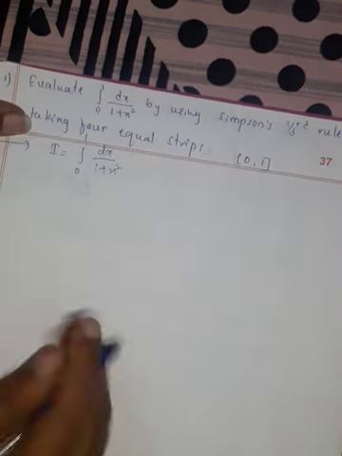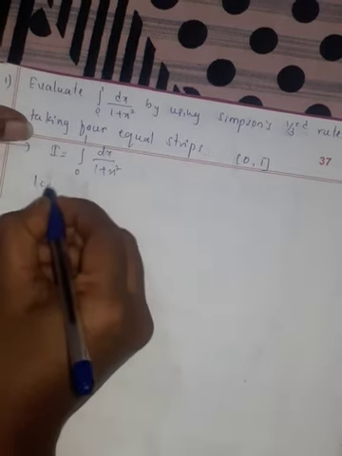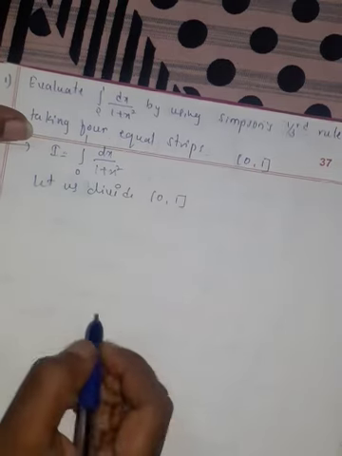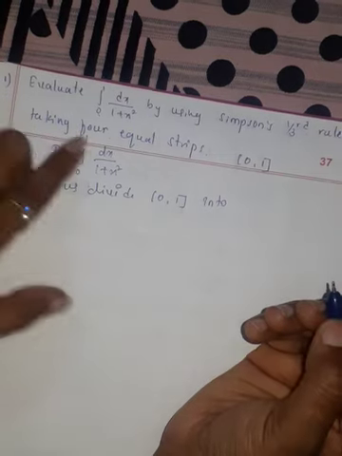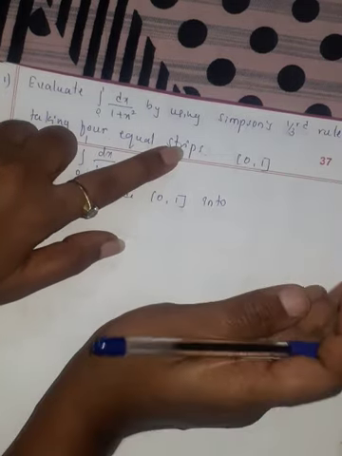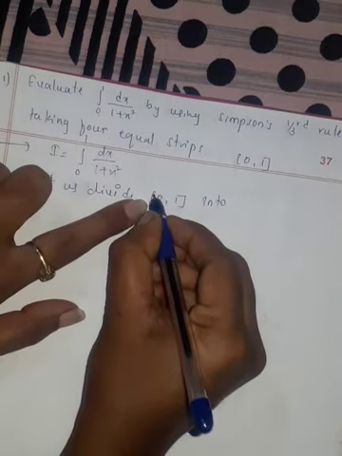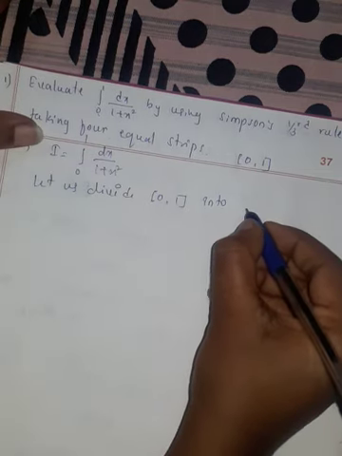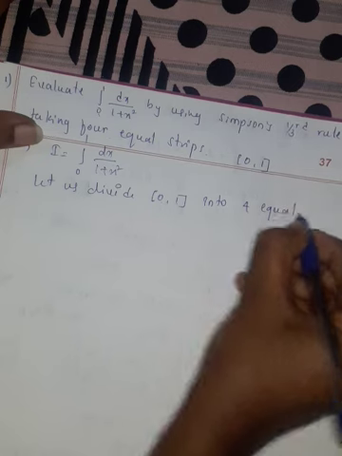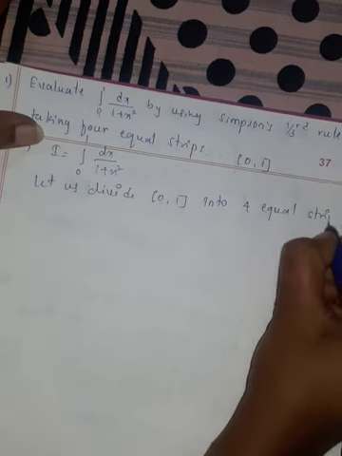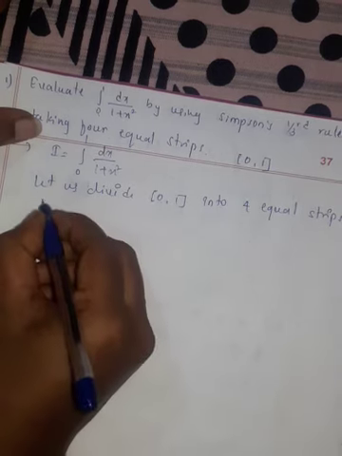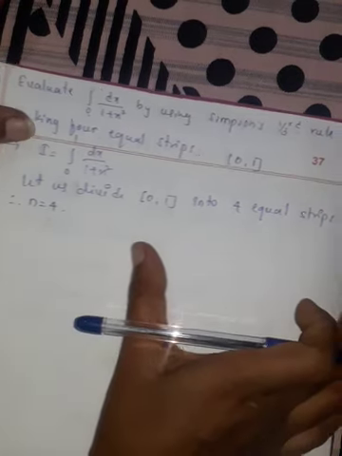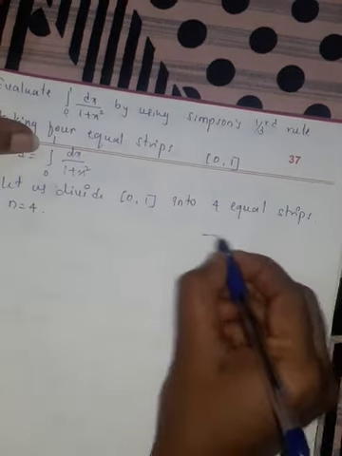So the first step is we have to divide this interval 0 to 1 into how many strips? They gave 4 equal strips. Strips means parts. So we have to divide this interval into 4 equal parts, into 4 equal strips. So our n is equal to 4. The parts are 4, but the ordinates are always 5. So you can see here like this.